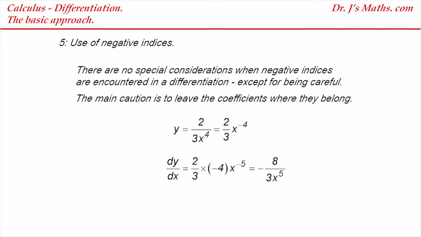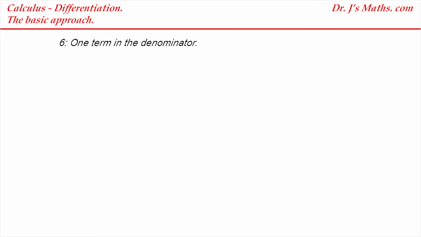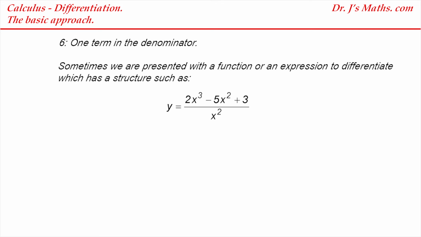Easy. The last format we will deal with in this particular video is where we have one term in the denominator. Keep your eyes open for this one. It's often used to trick you. Sometimes we're presented with a function or an expression which is a structure such as y equals 2x cubed minus 5x squared plus 3 all over x squared.